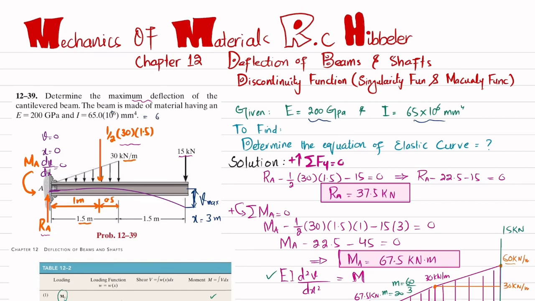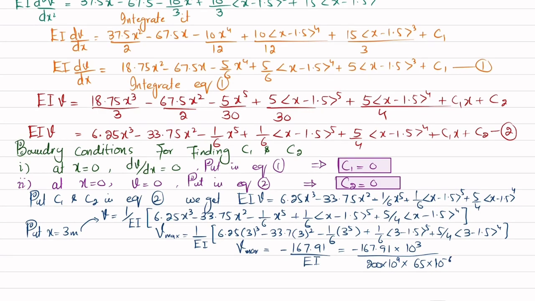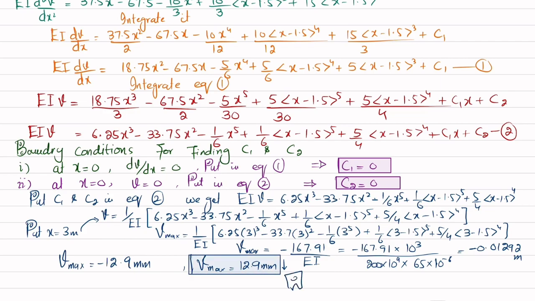So that is I is 65 into 10 raised to the power 6. And when you convert it into meter, so meter power 4, there will be 10 raised to the power minus 12 meter power 4. So this will be 65 into 10 raised to the power minus 6 meter power 4. And when you calculate it, you will get Vmax will be equal to minus 0.01292 meter, or you can say Vmax is equal to minus 12.9 millimeter, or Vmax is equal to 12.9 millimeter, and that is downward. So this is the maximum deflection of the beam for the given loading.